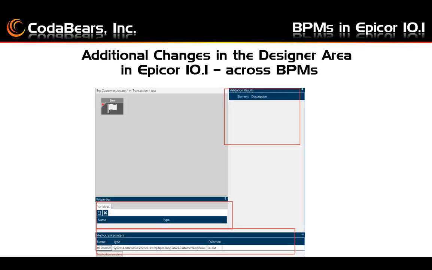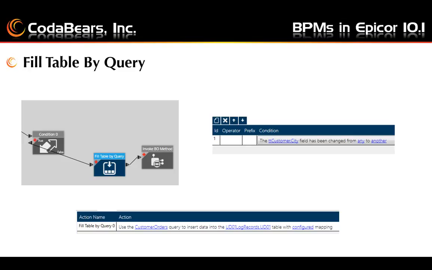Next, I'll show the setup done for some of the new design elements when they are incorporated into a pre-processing BPM. First, we'll look at the fill table by query. To use the fill table by query design element, you are likely going to incorporate a variable and an invoke BO method design element also. So I'm covering an example with all three here.